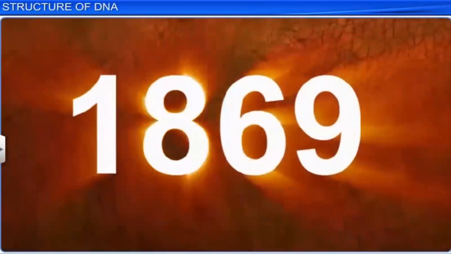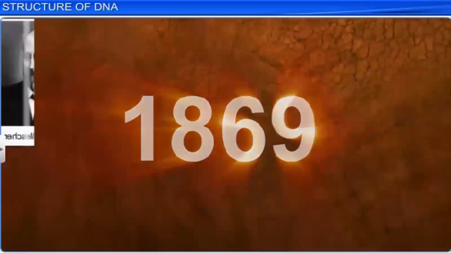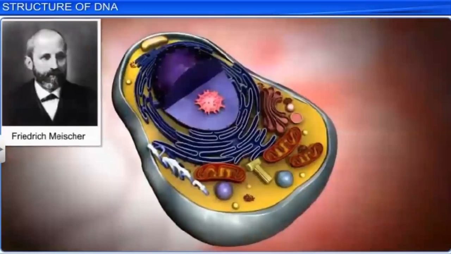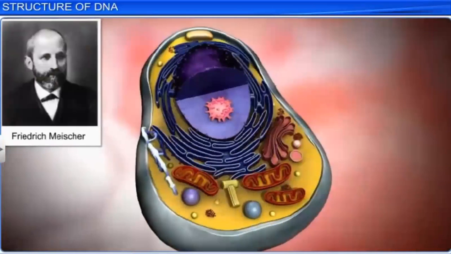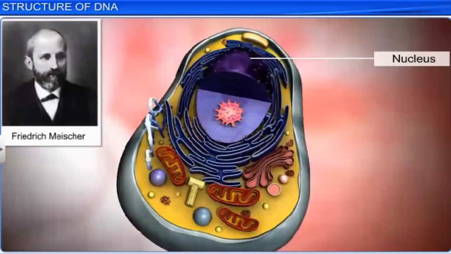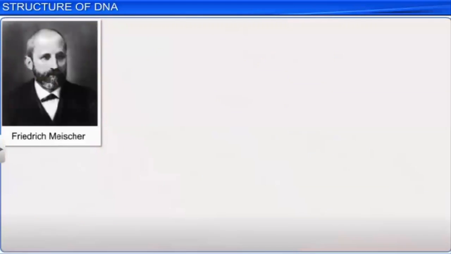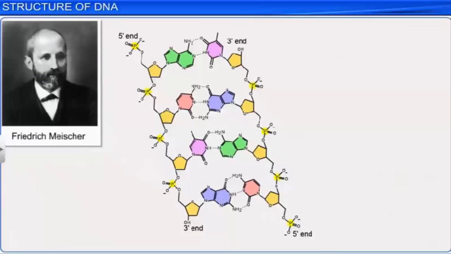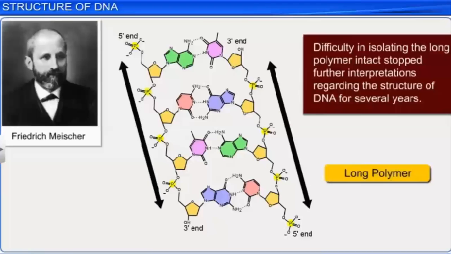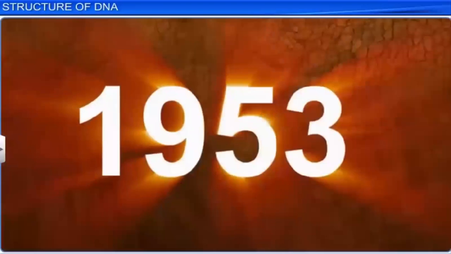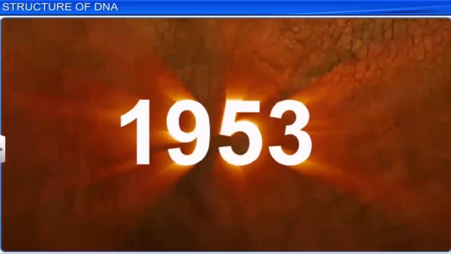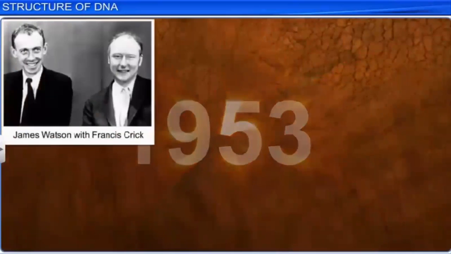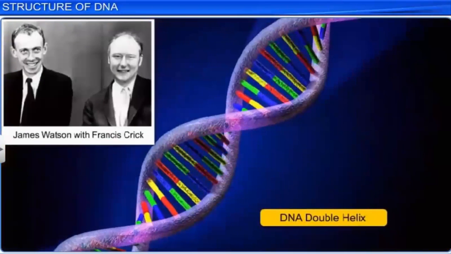It was in the year 1869 that Friedrich Miescher first identified DNA as an acidic material present in the nucleus and called it nuclein. However, technical limitations made it very difficult to isolate such a long polymer intact, and therefore no further interpretations regarding the structure of DNA were made for several years. Finally, in 1953, James Watson and Francis Crick proposed a simple double helix model for the structure of DNA.